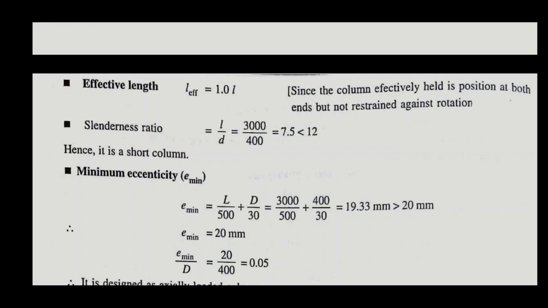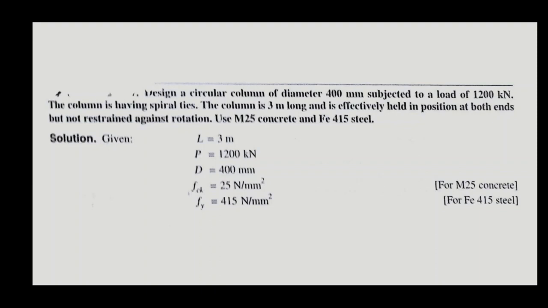Then slenderness ratio is equal to L by D. Capital L is 3 meter. Axial load, capital P, is 1200 kilonewton. Diameter, capital D, is 400 mm. fck is 25 Newton per millimeter square for M25 concrete, and fy is 415 Newton per millimeter square for Fe415 steel.